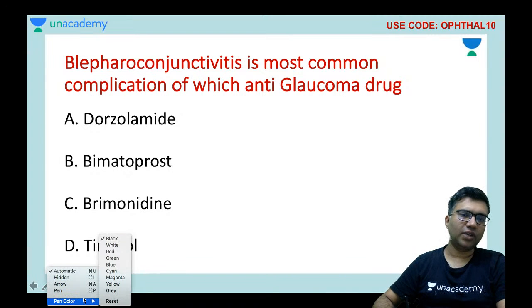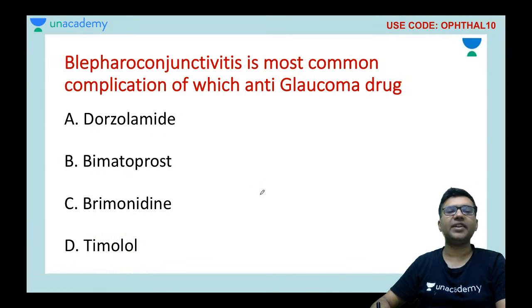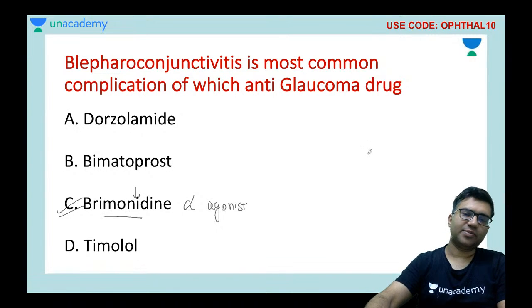Blepharoconjunctivitis. Though it can be a side effect of any anti-glaucoma medication, the one which is most commonly implicated is your alpha agonist, that is your brimonidine. Okay, let's move to the next question.